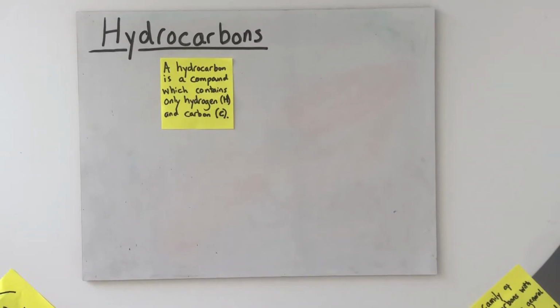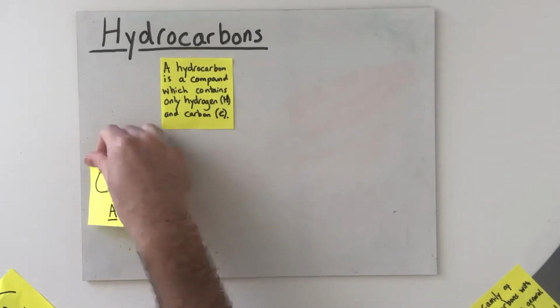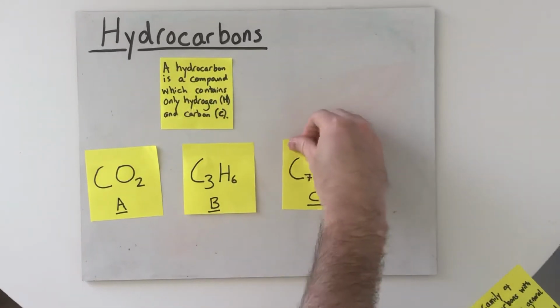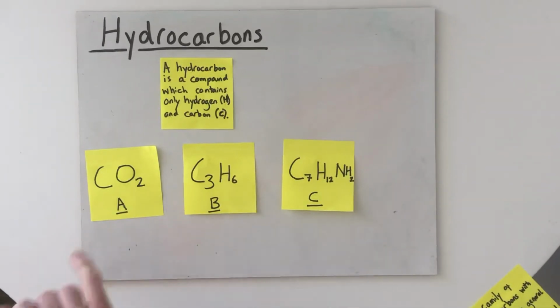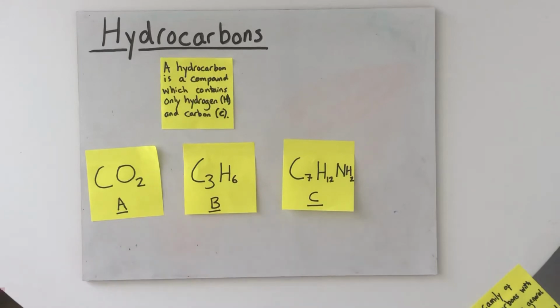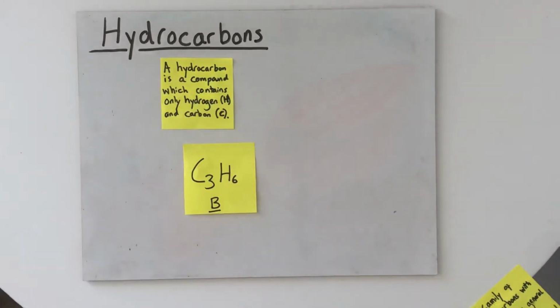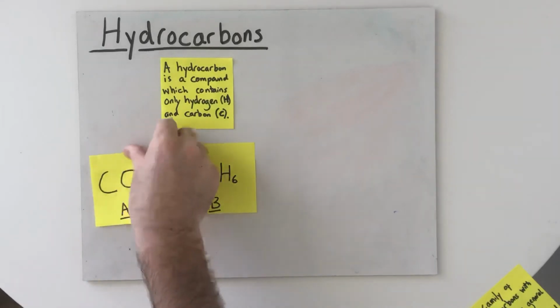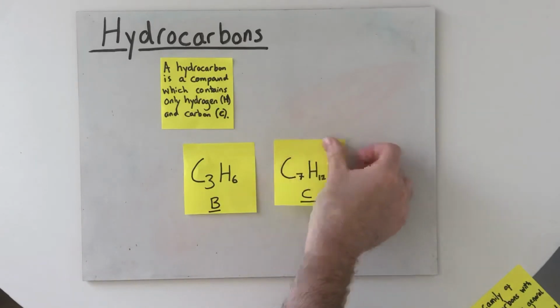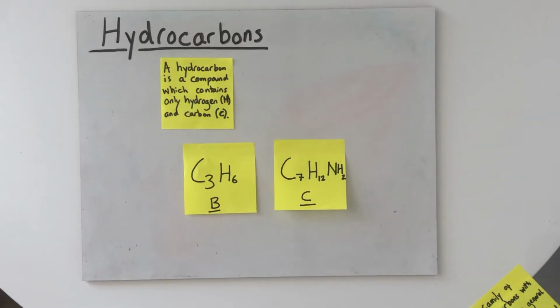So I'm going to show you three examples of chemical formulas and I want you to pick out which one is a hydrocarbon. We've got A, we've got B, and we've got C. Which one of these is a hydrocarbon? Relating back to that definition, which one of these? I'll give you a few seconds with that. So of course, relating back to the definition, we can see that B is our hydrocarbon. A contains carbon but no hydrogen, so that can't be a hydrocarbon. And while C contains carbon and hydrogen, it also contains a nitrogen atom in there, meaning it is not a hydrocarbon.